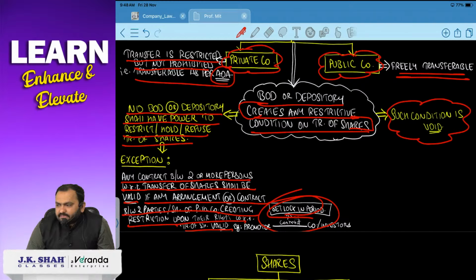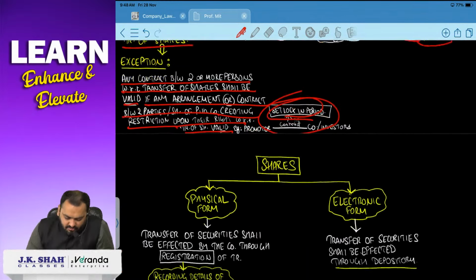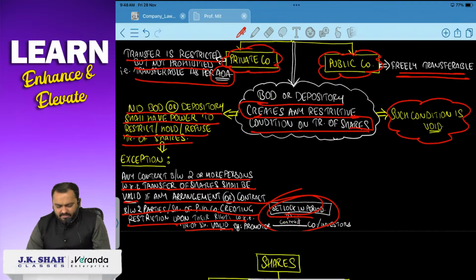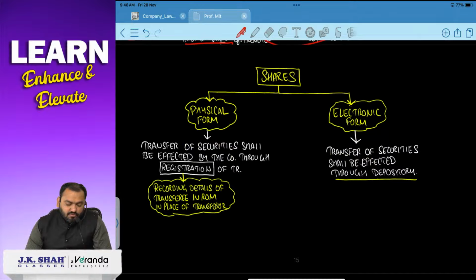Okay, everybody understood what I told just now? So this is about the restriction on transfer of shares. It depends on the contract. Now see these two things.